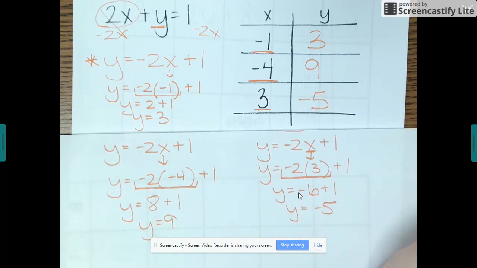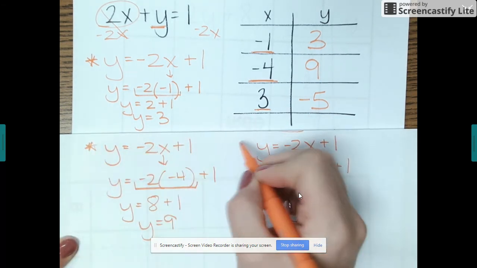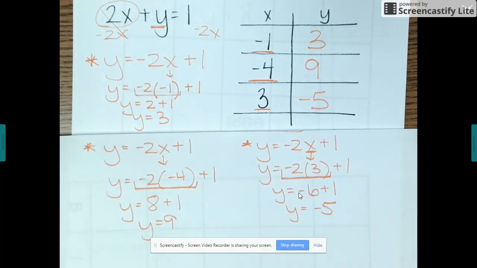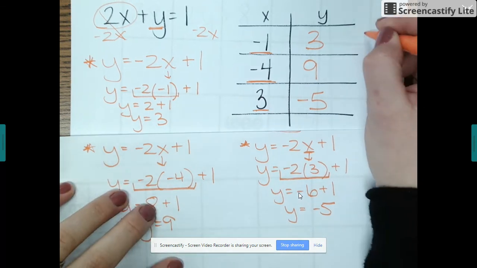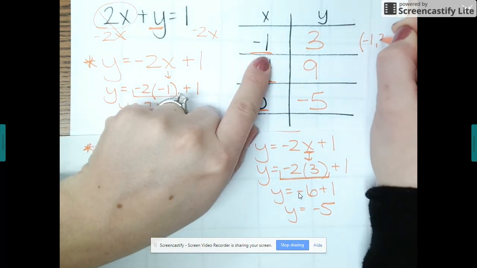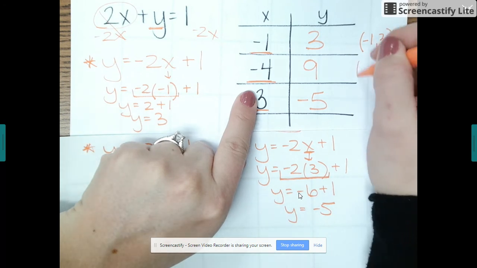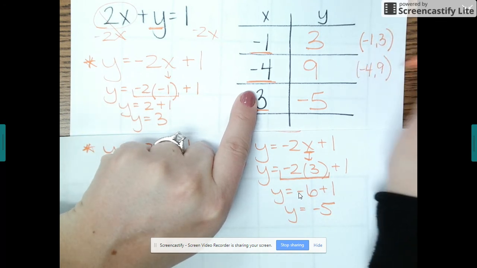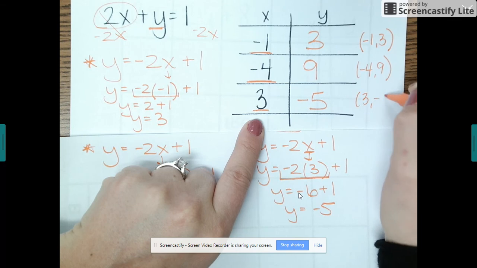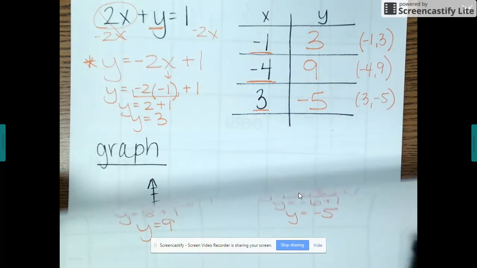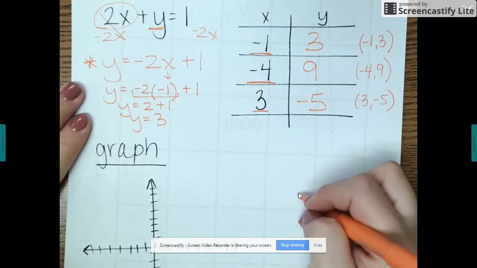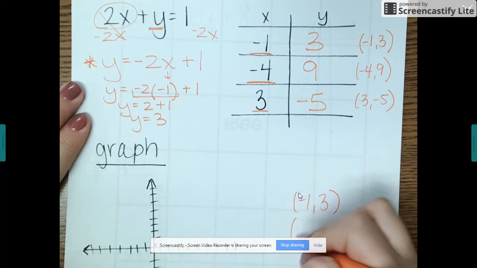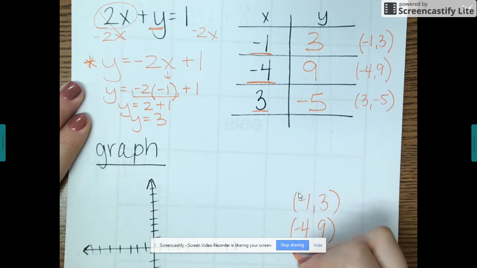Okay. So you are going to have 3 work. You can do this on a different piece of paper so you have a little bit more room, okay? Now what we're going to do is plot these points. This point, negative 1, 3. Your second point, negative 4, 9. And your last point is 3, negative 5. Okay? So I'm just going to write them down here so I can see them better. You don't have to rewrite them because you're just going to tell me what number it is.